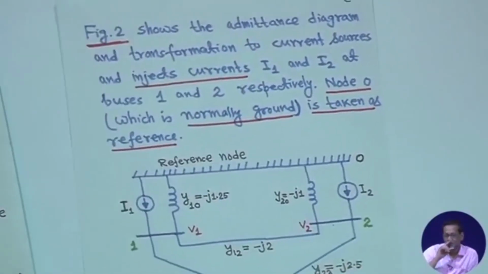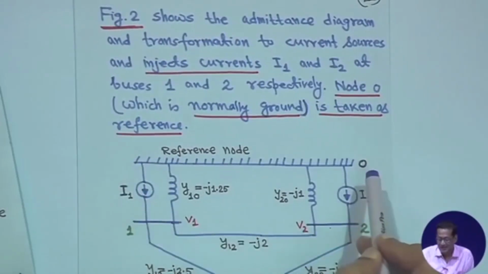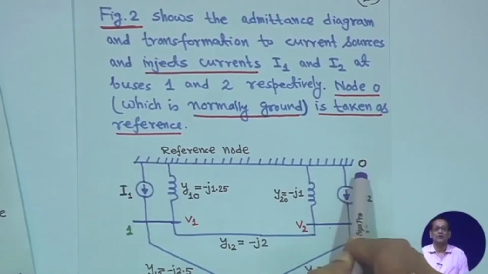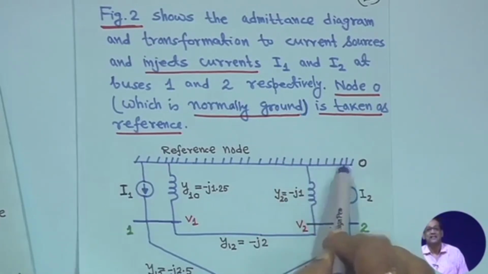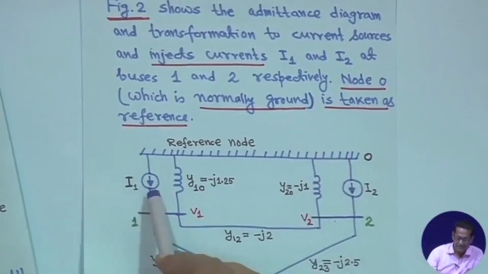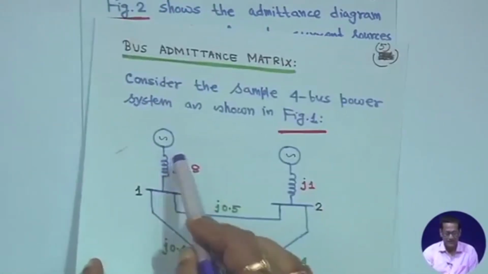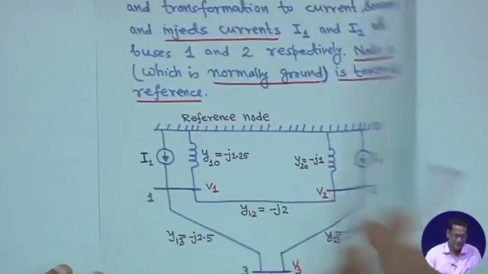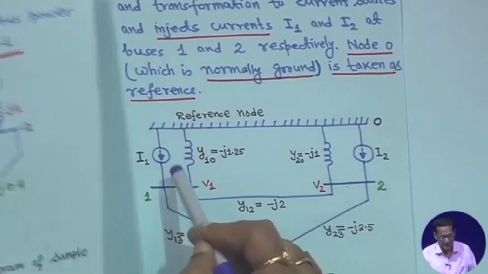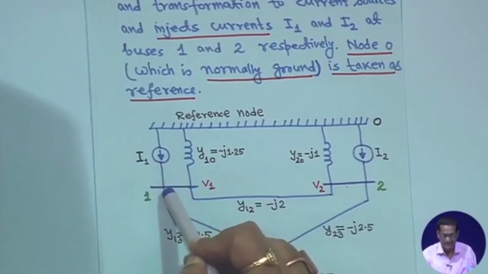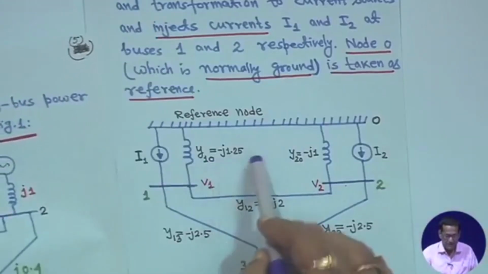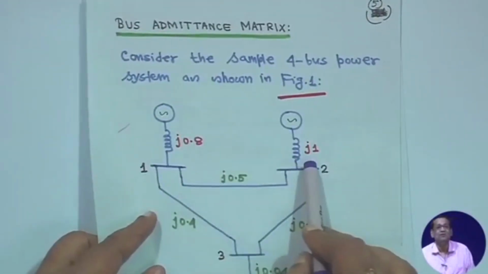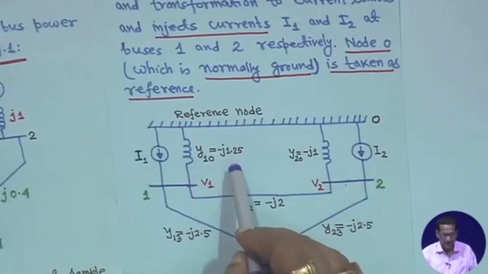In that case, you take a reference node. This node number is given as 0, it is the ground, and its potential is 0. These two sources have been converted to current sources. Current I1 is injected here, and current I2 from this side is injected here, and all the reactances have been converted to admittances. As it is a current source, it is in parallel.